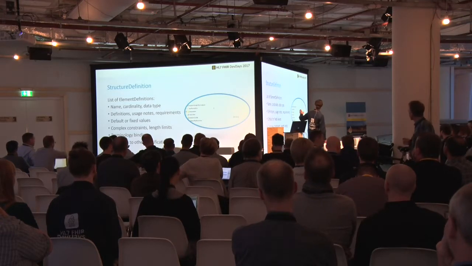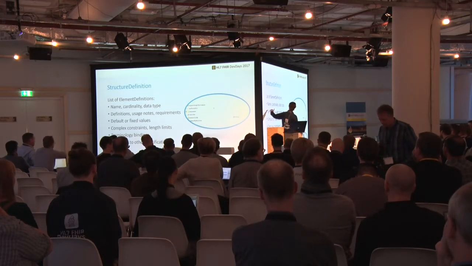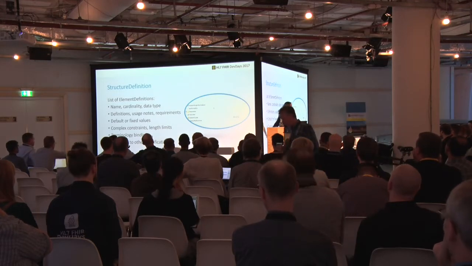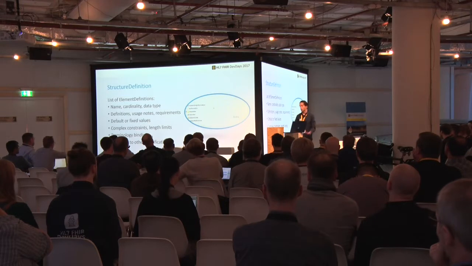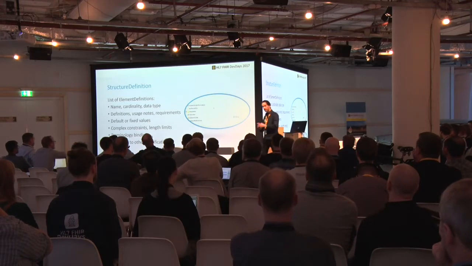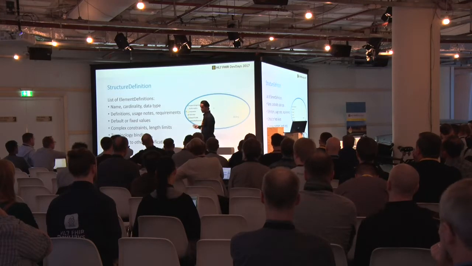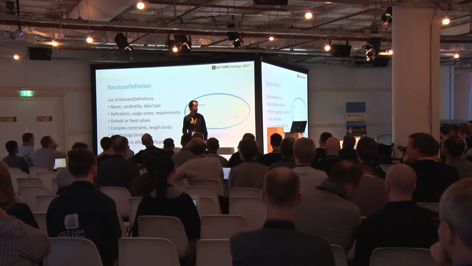You can put on definitions. So this is narrative. You can fix the value. You can add terminology bindings. You can add complex constraints where you relate: if you enter this field, you have to specify that one. And you can map these elements, for example, using the RIM model.